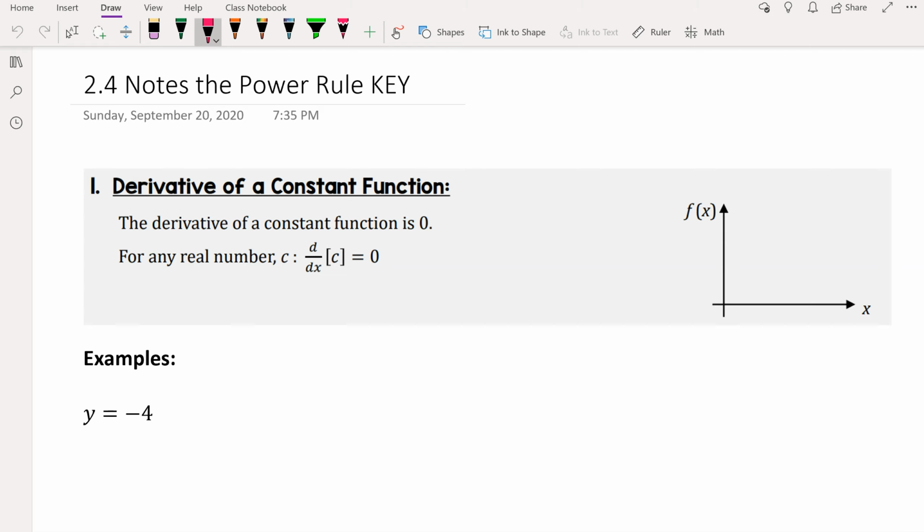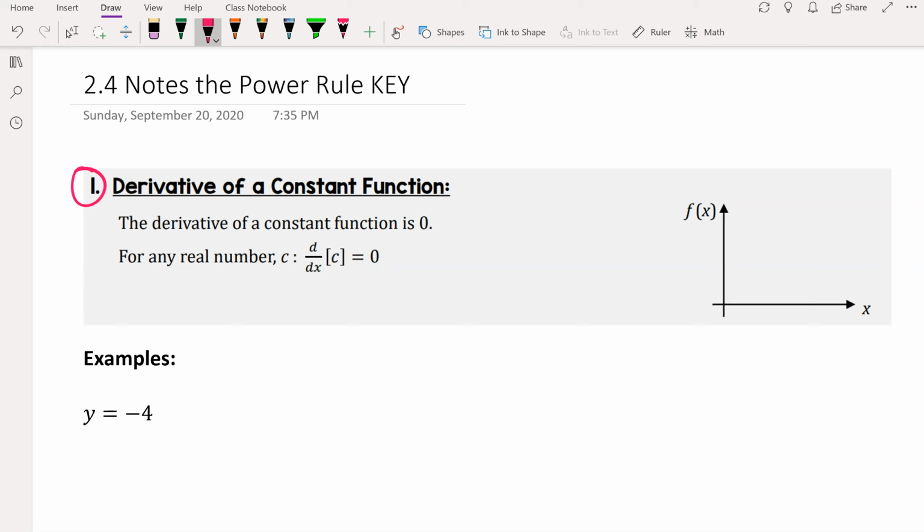So make sure that you're getting notes down. Today's notes, 2.4 notes, the power rule key. This is going to make taking derivatives 1 million times easier, and I'm really excited for you to learn it. Okay, so first, we're going to have multiple rules that you write down.